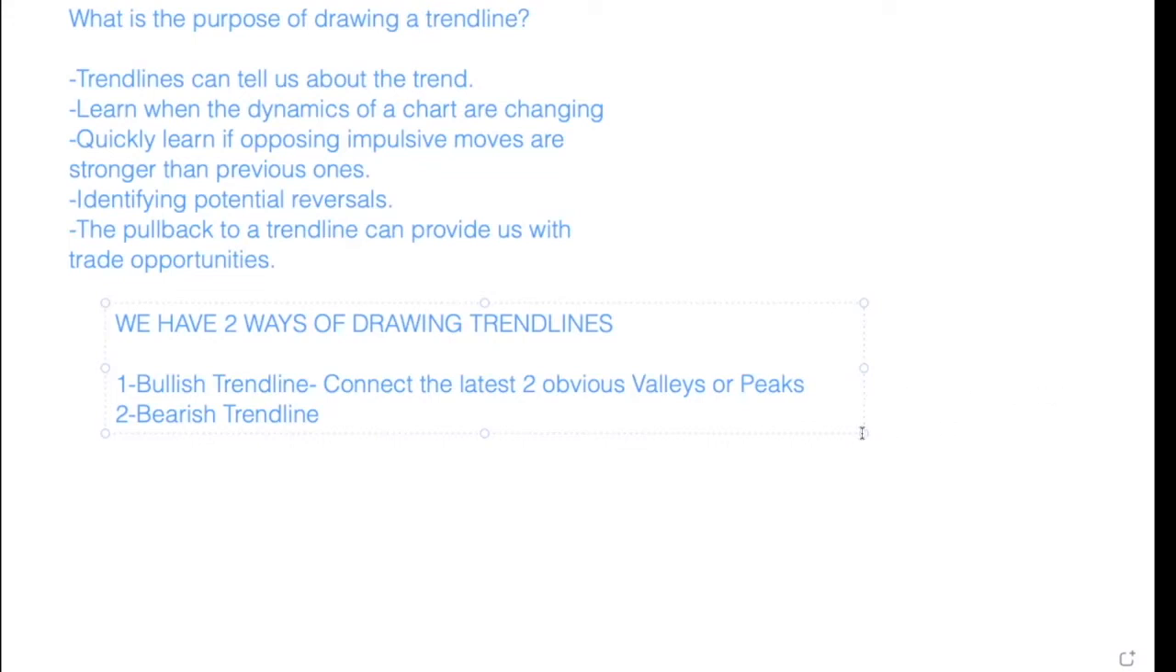Every time frame should have its own trend line. When you draw your trend line, never cut through the candles. Now I'm going to open a chart where we can practice drawing our trend lines.